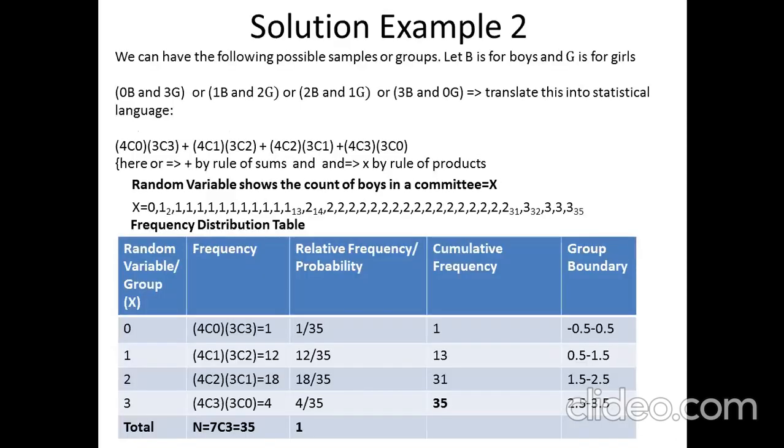We have the following possible samples or groups. Let capital B indicate boys and capital G indicate girls. So the possible samples that we can have are 0 boys and 3 girls, or 1 boy and 2 girls, or 2 boys and 1 girl, or 3 boys and 0 girls. This is the way we can write it in the English language. But if you translate it statistically, what do we get?